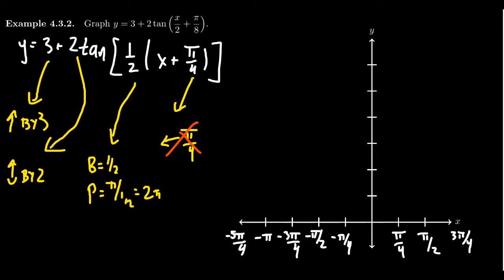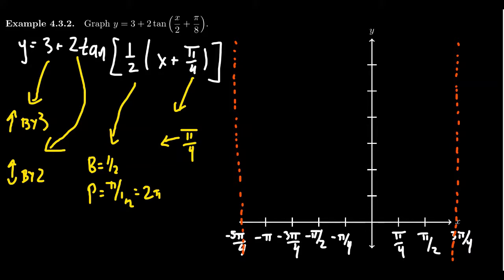So without the horizontal shift, if you ignore that for a second, because of the period change, we should have asymptotes at pi and negative pi. But because of the horizontal shift, we're going to move all of those to the left by pi fourths. So instead of having one at pi, the vertical asymptote is going to take place at 3 pi fourths, like so. And also, instead of having one at negative pi, it should be taking place at negative 5 pi fourths. It just bumped everything to the left by one, like so. So we have our asymptotes.